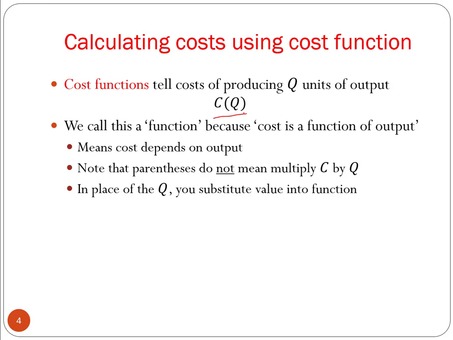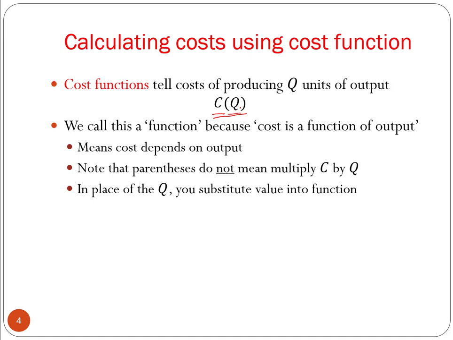Now we call this a function because the way we'd say it is we'd say cost is a function of output. So we say cost is a function of Q, which is inside there, which is output. So cost is a function of quantity, or cost is a function of output. And what this means is that cost depends upon output. So is a function of means it depends upon that. Now note, the parentheses do not mean that you multiply C by Q. So this isn't C times Q.